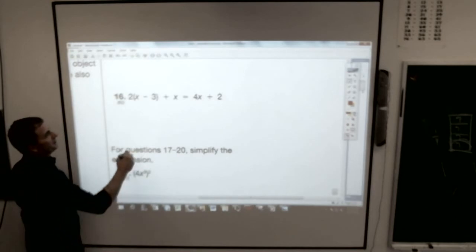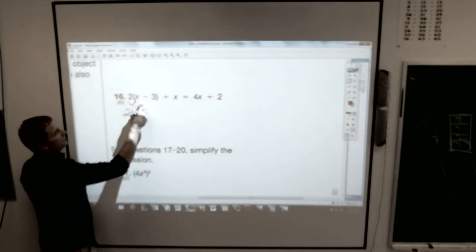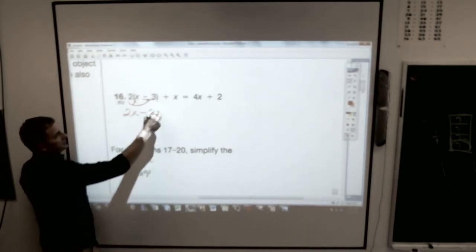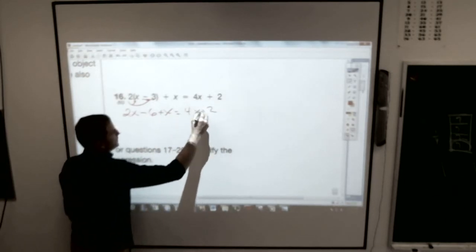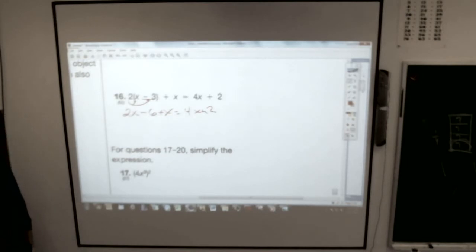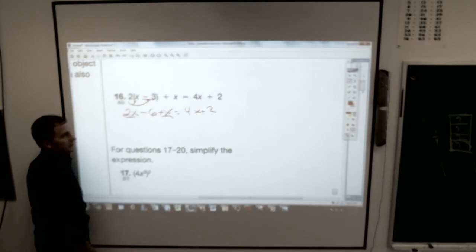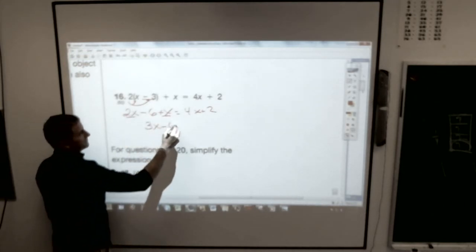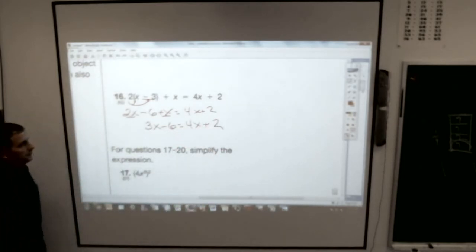Yes, the distributive property. So you're going to multiply 2 times x and get 2x. 2 times a negative 3, get negative 6. You still have the plus x, you still have the 4x plus 2. The next thing you want to do is look on each side and see if you can add any like terms, which I can. I have 2 x's here and another x, and that's 3 x's. I kind of simplified both sides.